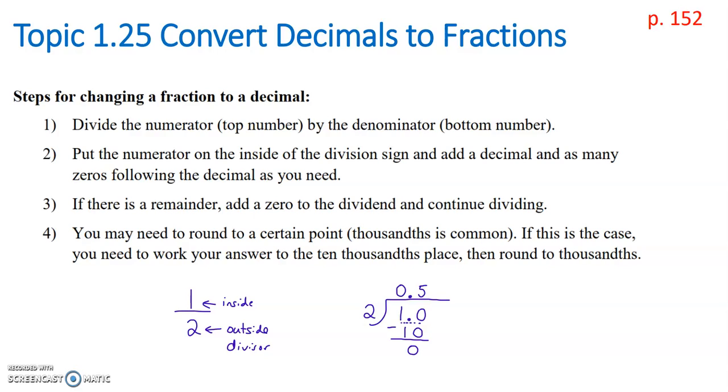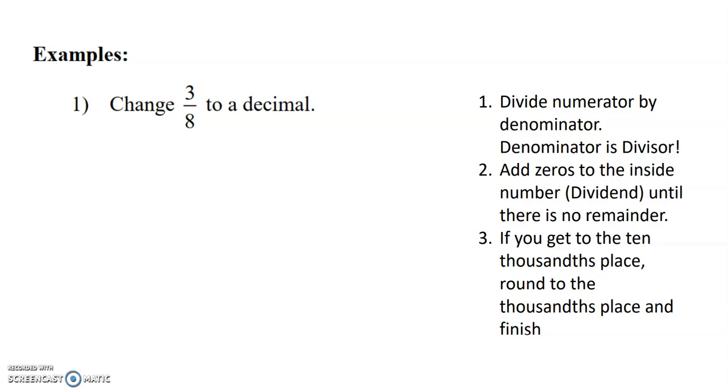Step 4, if you're adding a lot of zeros, you're going to need to round at a certain point. We're not going to make you continue to divide over and over again. The thousandths place is common, so that's going to be 3 decimal places. But in order to be able to round to the thousandths place, you're going to need to go to the 10,000ths place, or 4 decimal places. And that way you'll be able to accurately round. So we'll do a few examples here.